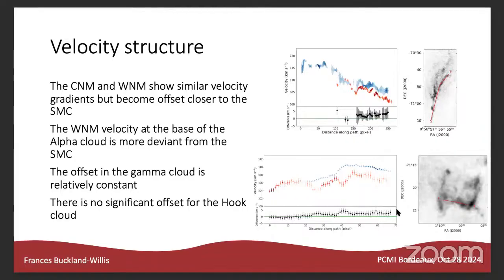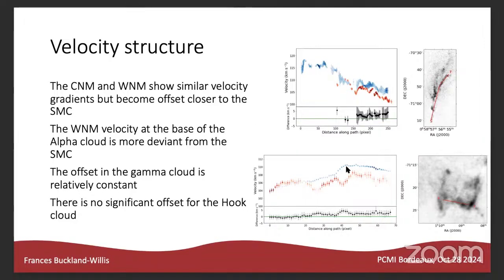If we want to look a little bit more closely at how the phases relate to each other, we can do some version of a PV diagram. It's not exactly a PV diagram, but we take a path through the cloud, and then we have our velocity on the y-axis of each phase. So the blue is the CNM and the red is the WNM, and then we have the difference between them at the bottom. So for these two clouds, the alpha and the gamma cloud, we seem to see some offset as we approach the galaxy between the CNM and WNM. It seems that the WNM is traveling a little bit faster.